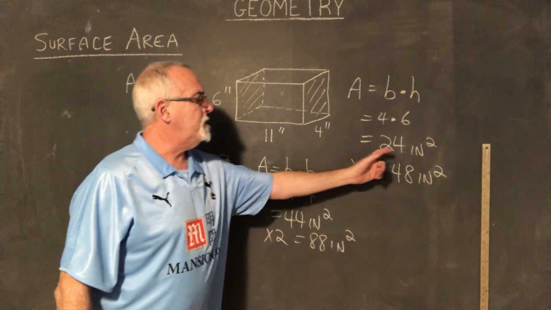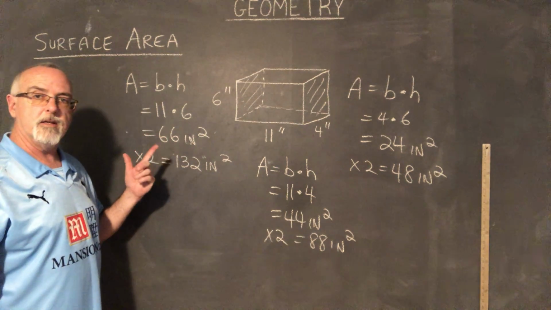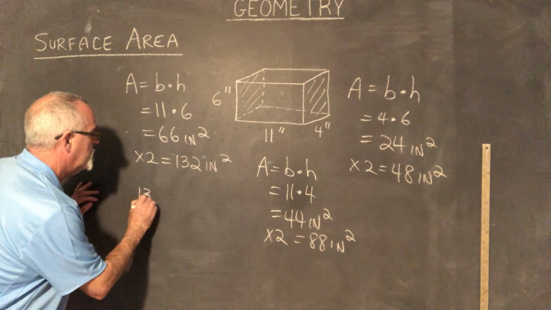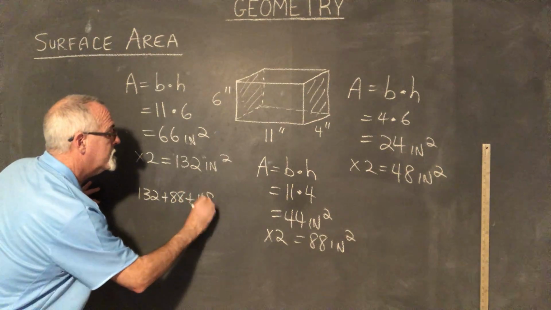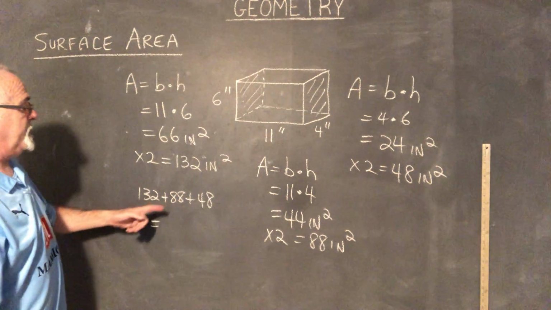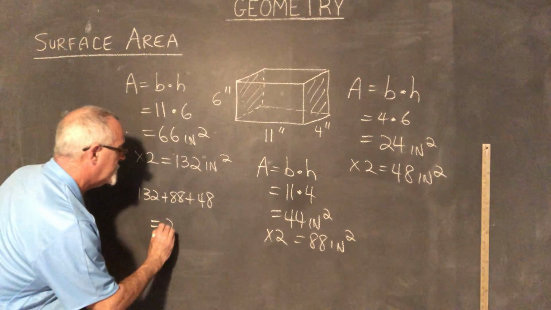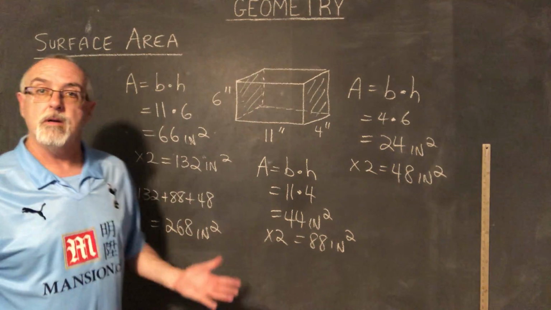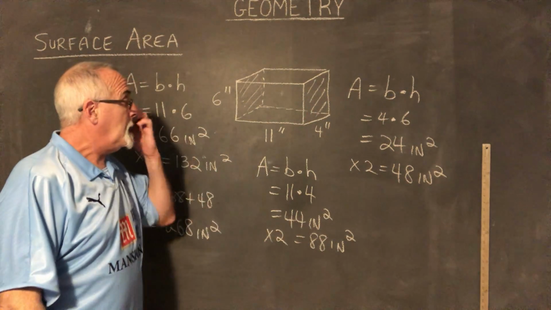Okay, we have the areas of all 6 faces. A 24, another 24, a 44, another 44, a 66, another 66. If we add together all 6, we are going to have 132 plus 88 plus 48, which is 132, 140, 220, 268 square inches. We have found the surface area of a three-dimensional shape.